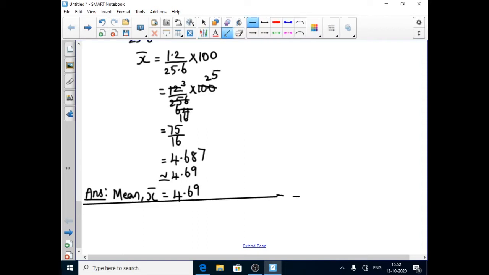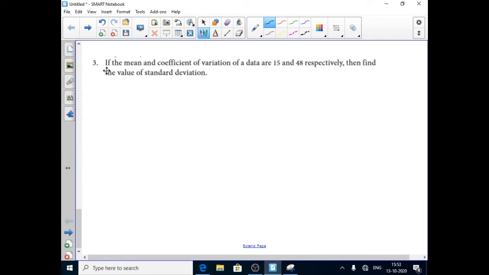This is an easy concept only. You can easily write the formula and apply it. If the mean and coefficient of variation of a data are 15 and 48, two things they are giving, mean and coefficient of variation. Find the value of the standard deviation. So, write the solution.